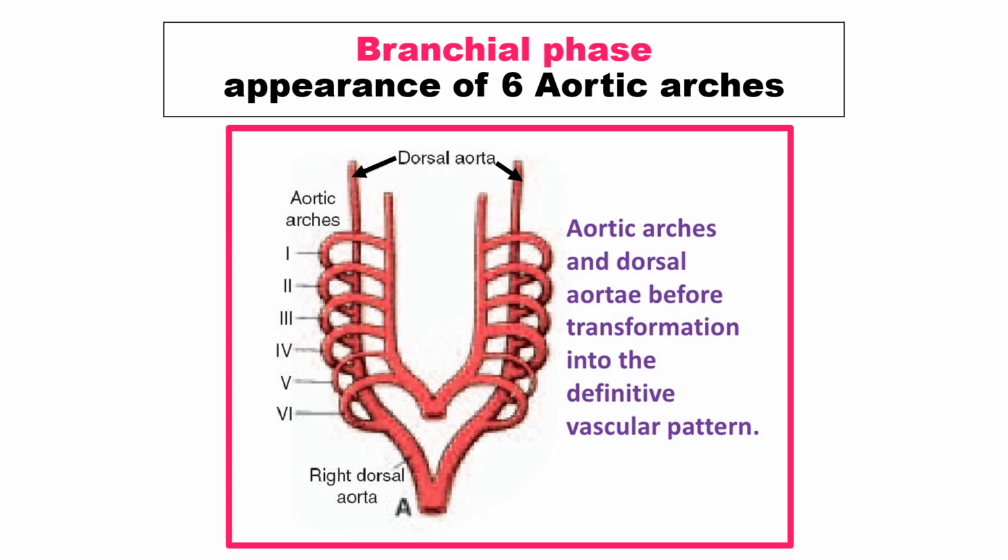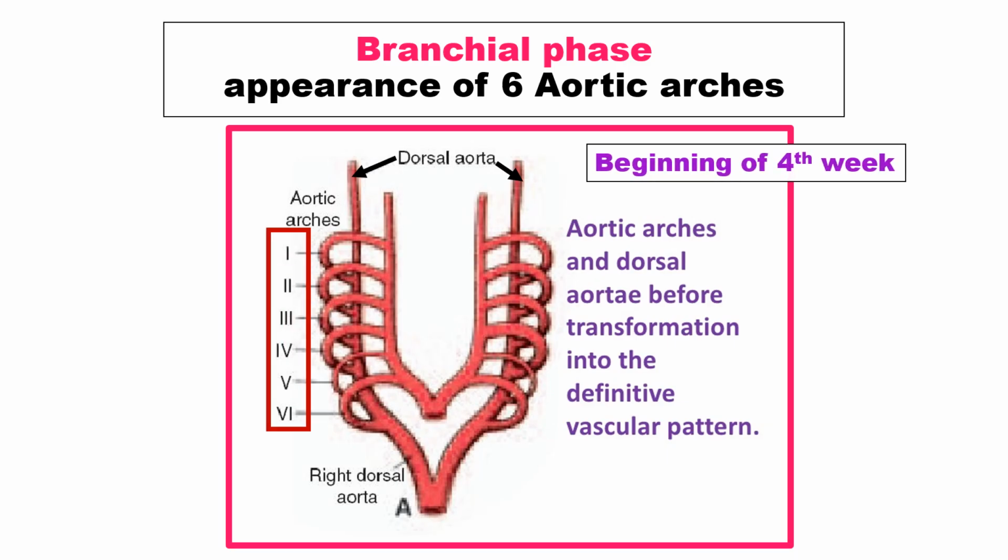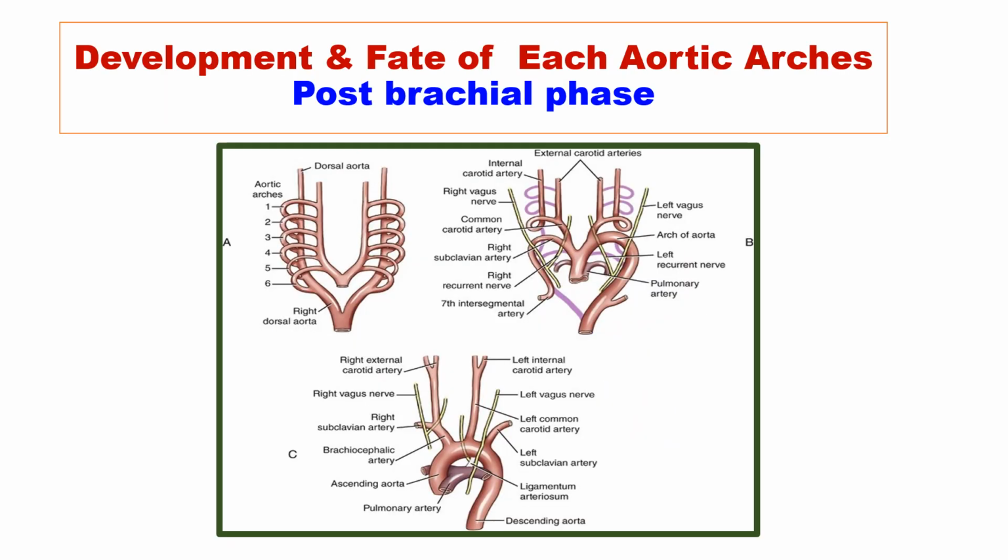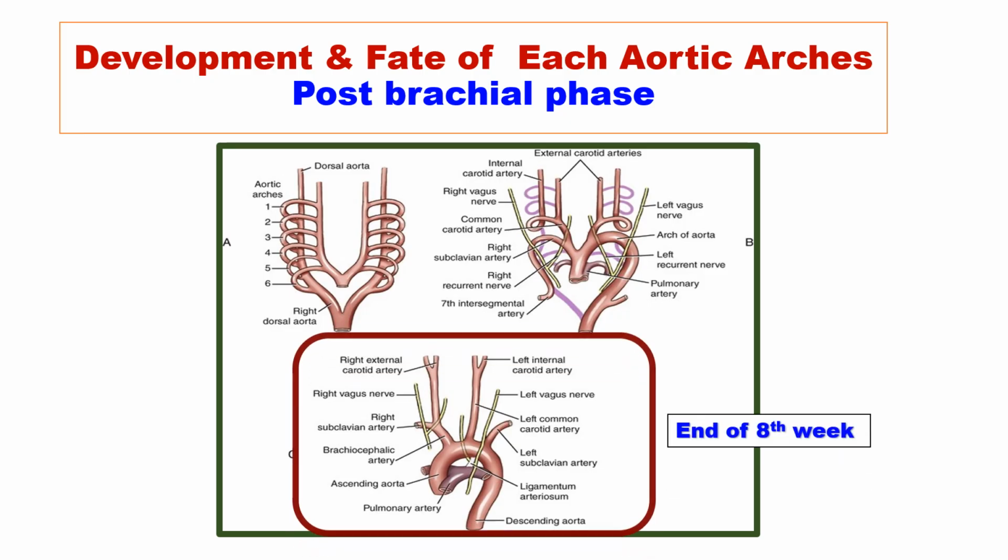So aortic arch arteries are described in two phases: the branchial phase, that is the beginning of the 4th week, where 6 pairs of aortic arch arteries develop between the 4th to 5th week. They finally transform into a definitive vascular pattern by the end of the 8th week of intrauterine life. They arise from the ventral aorta and finally terminate at the dorsal aorta. Development and fate of each aortic arch artery, and finally they reach, at the end of the 8th week, the post-branchial phase.